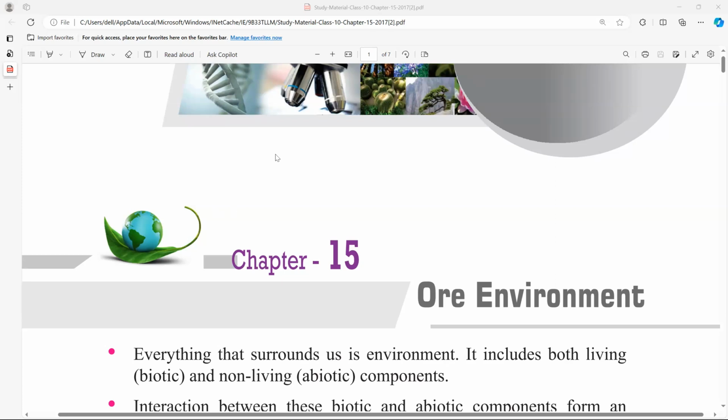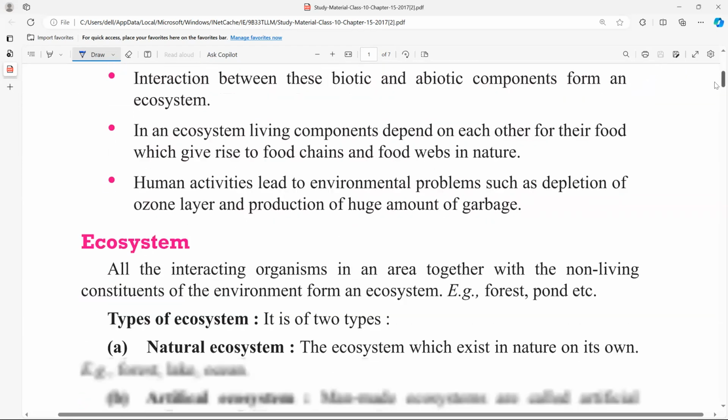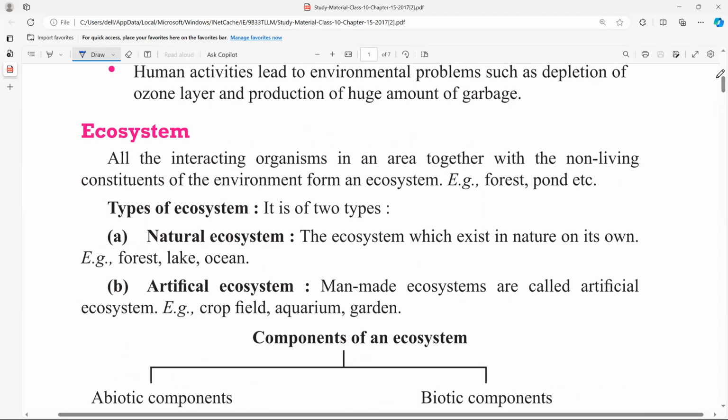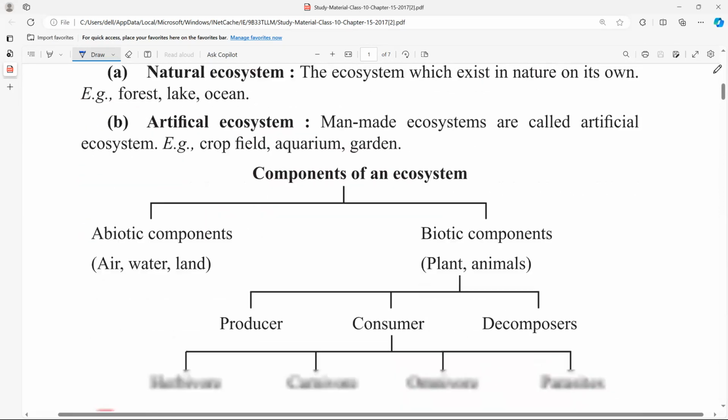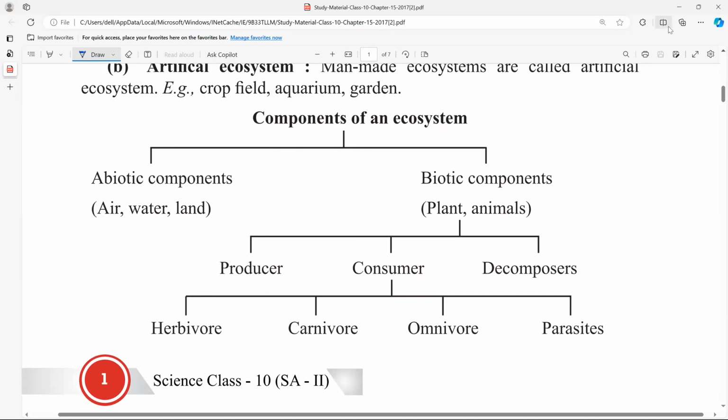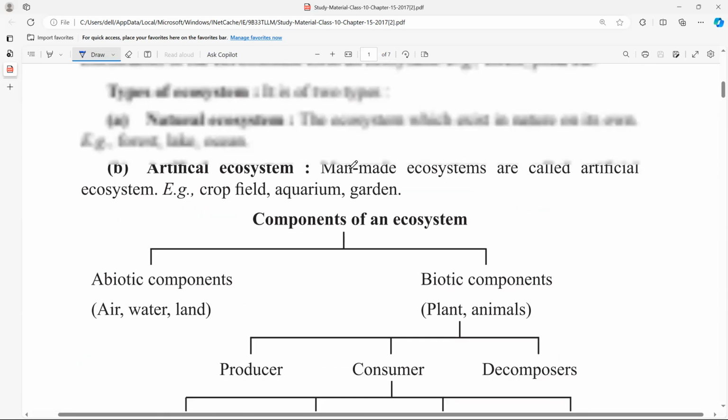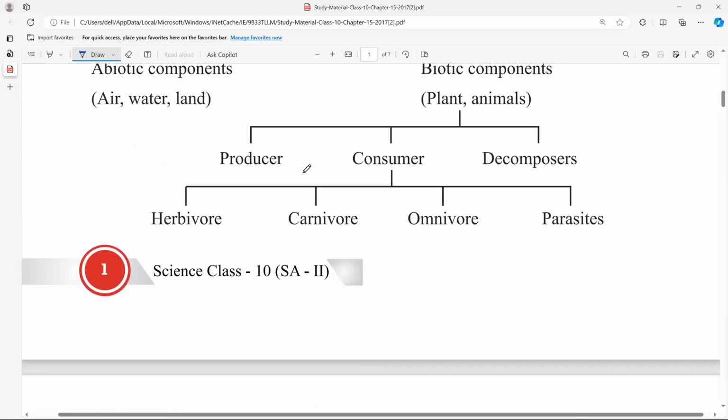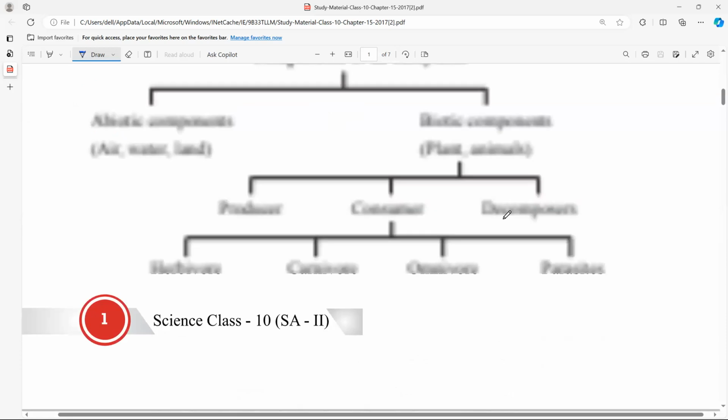In the Our Environment chapter, what we are going to study here is the ecosystem, the natural ecosystem and the artificial ecosystem. We will study the components of an ecosystem: abiotic factors like air, water, and land, and biotic factors like plants and animals. So this is an overview of the chapter: herbivores, producers, consumers, decomposers, omnivores, carnivores.